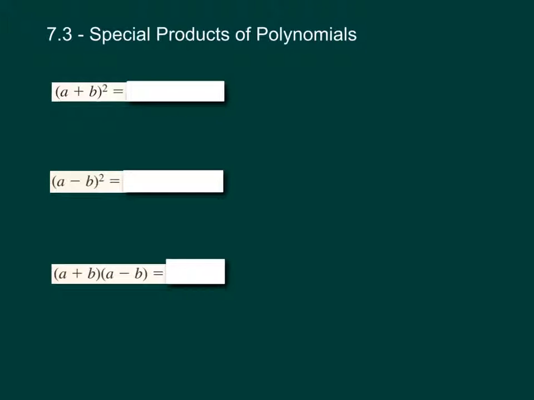Now this first one is (a plus b) squared, which it might be easiest if we write it out as one set of parentheses, a plus b, times another one, a plus b, because after all, that's what squared means. It means something times itself. To simplify this, I'm just going to use the distributive property first with my a.